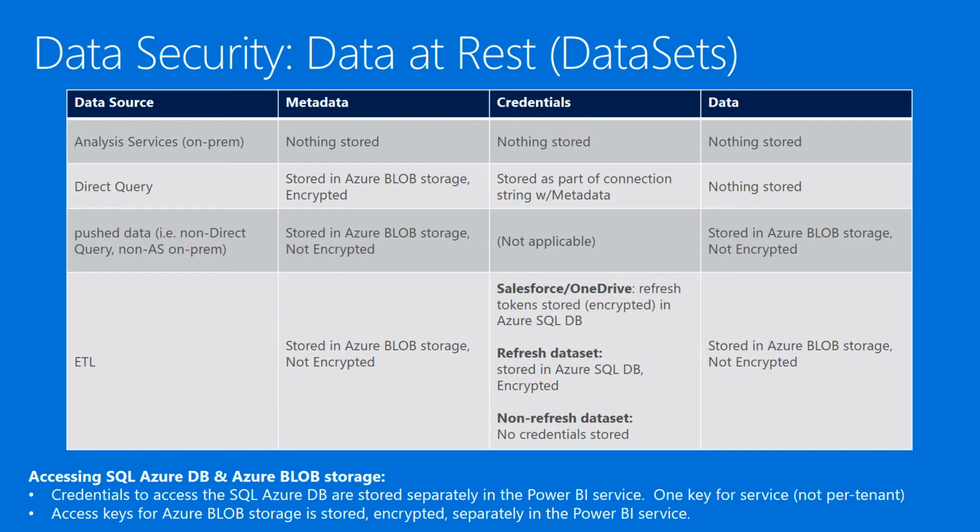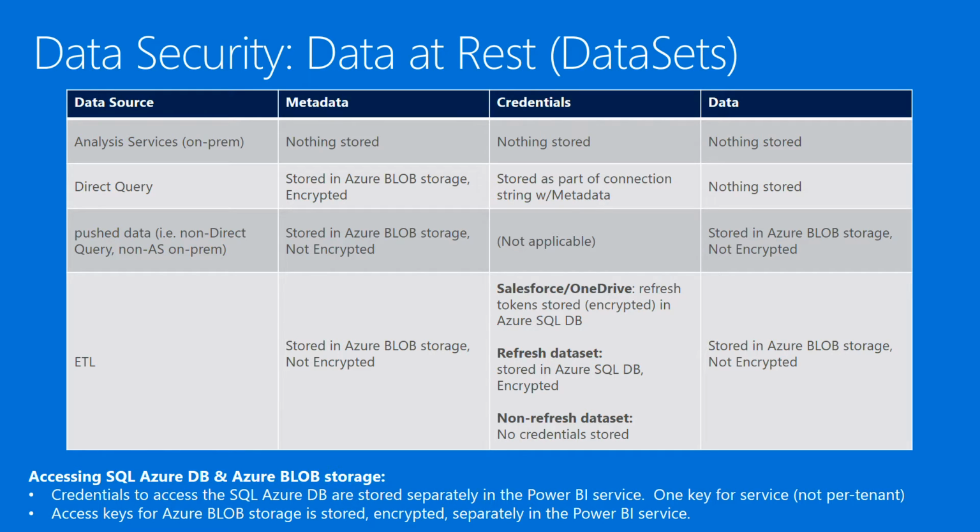For Analysis Services on premises, we don't store metadata. So there's nothing there in that column. We're happy, smiley face. Credentials, we also don't store. We'll talk a little more about why. That has to do with the security mechanism, RLS and such. So we don't store that either. And for data, we actually pull it as needed. So there's no data stored either. That's the simplest of the rows.